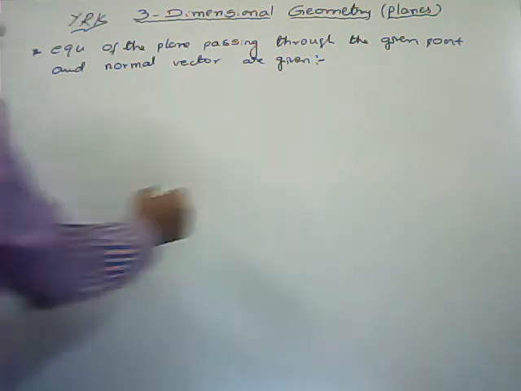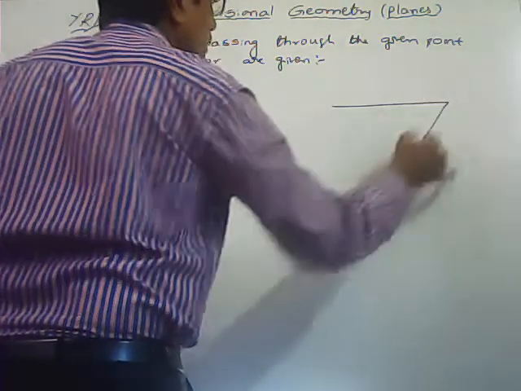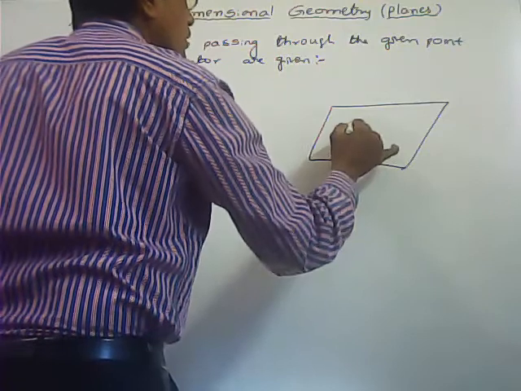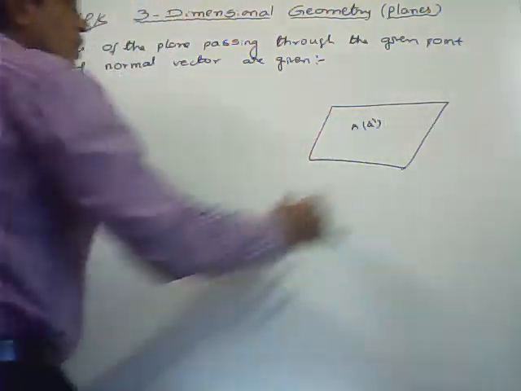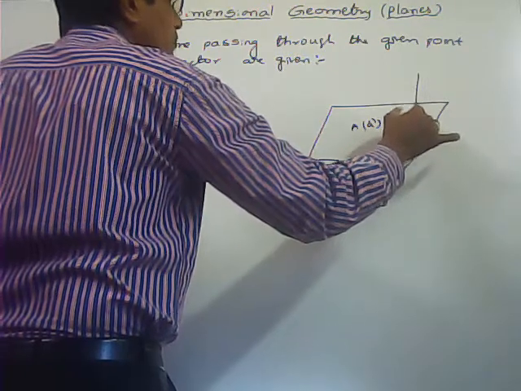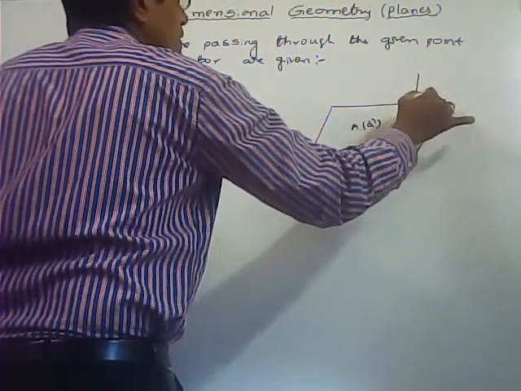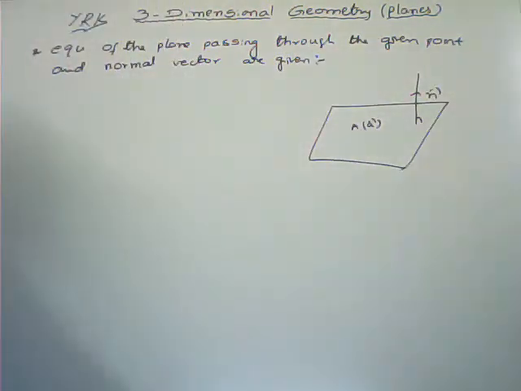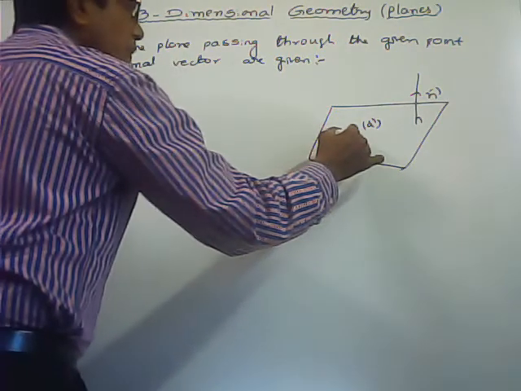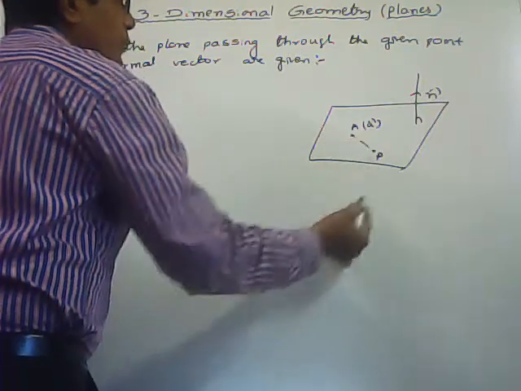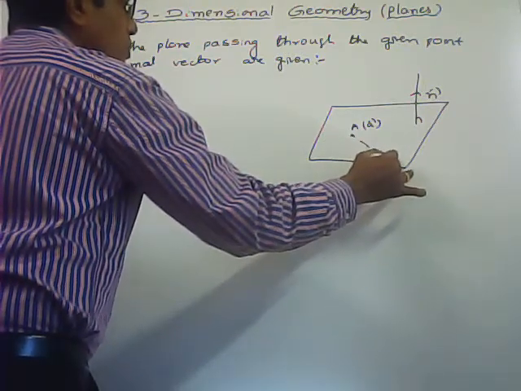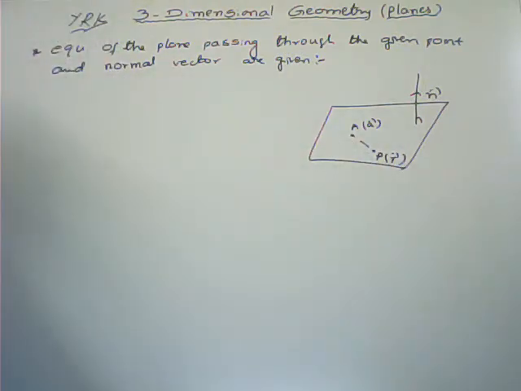Now here, this is the plane passing through the given point. I am taking A, whose position vector is A bar, and the normal vector to the plane, that is n bar, is given. In this condition, how to get the equation of the plane? You can take a variable point P on the plane, whose position vector with respect to origin is OP bar equals R bar.